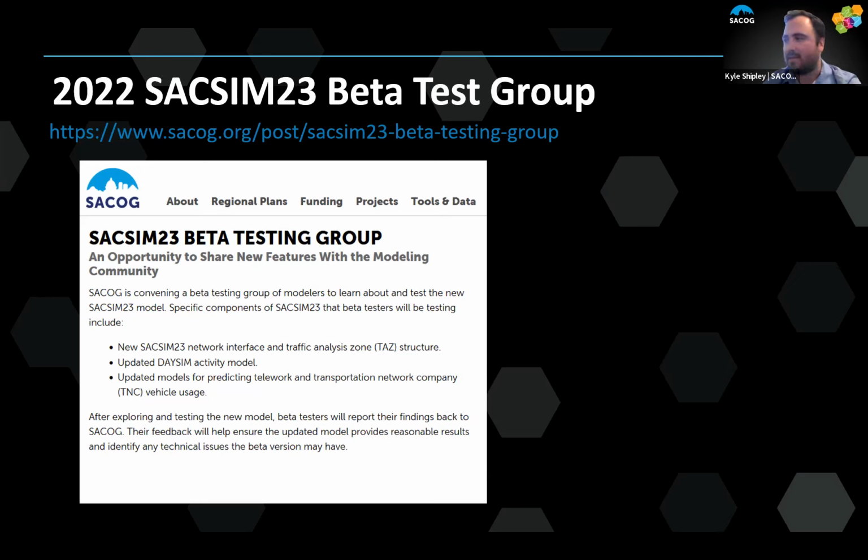All that being said, this is the opportunity to be part of the beta test group for SACSIM23. We are actually releasing this even earlier in our plan cycle than previously. So some of the items are very much still being developed, but we wanted to provide this opportunity before we started forecasting our blueprint pathways.